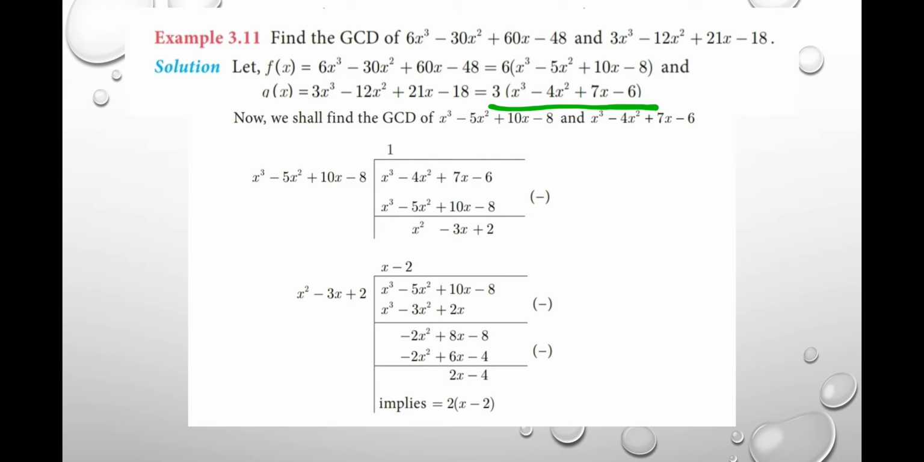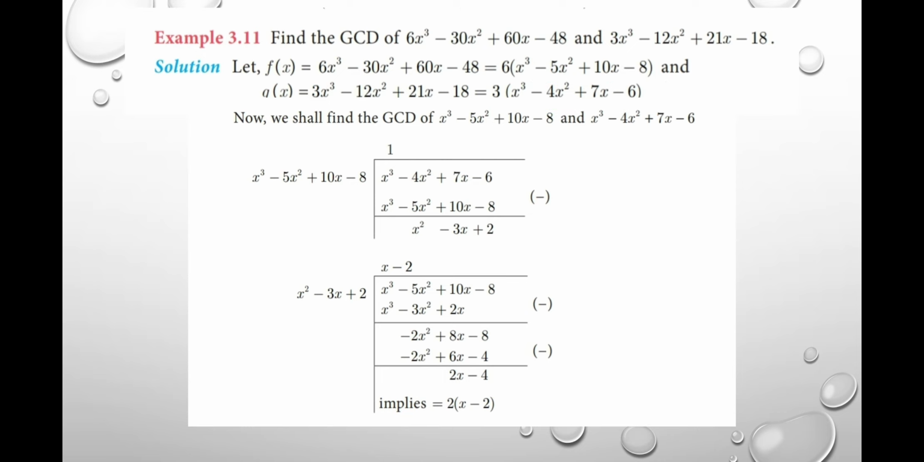Now we have to find the GCD of the polynomials which are in the brackets. So put the numerical factor as it is. We first find the GCD of these two polynomials, which are given in the brackets.